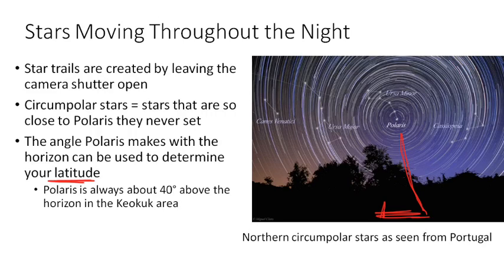So that's one way that sailors a long time ago could know where they were with regard to latitude. They could use the North Star if they're in the northern hemisphere anyway. There is no southern pole star right now.